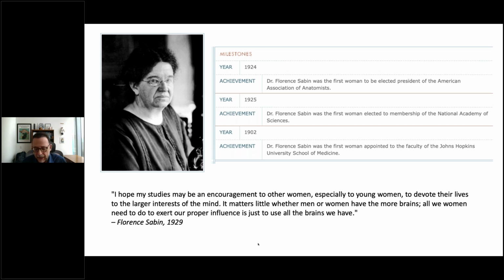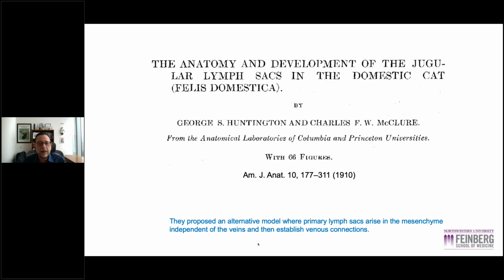I think it will be a model that many people will follow, and it was a fascinating, tremendous scientist and an amazing woman. Anyhow, as I told you also, in 1910, there was another model proposed by Huntington and McClure that basically challenged what Sabin said, and they proposed that lymph sacs arise in the mesenchyme independent of the veins, and then they establish venous connection. And as you will see in a minute, this debate is still going on 100 years later.